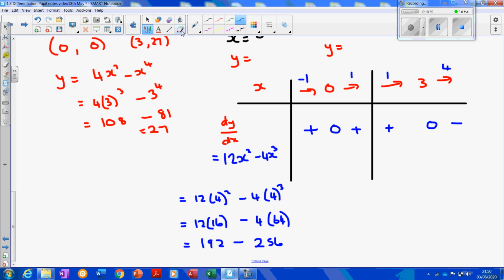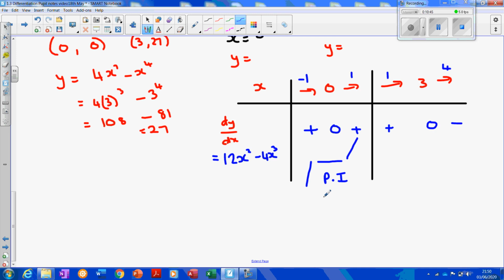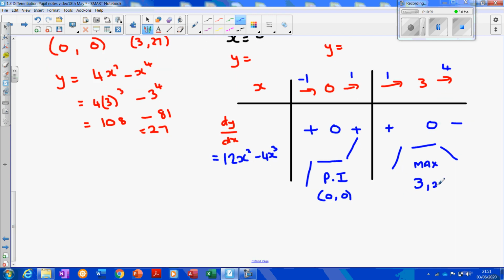Okay, so therefore, if I do the shape, I have got an uphill, I've got a cross, and I've got an uphill. So I've got a point of inflection, and the point of inflection was at the point 0, 0, the origin. And then I've got uphill, across, and downhill. I've got a maximum turning point at the point 3, and I think it was 27, yep, 3, 27.